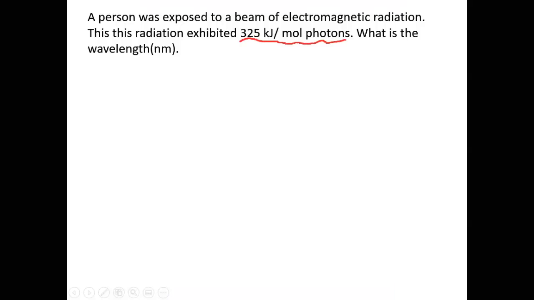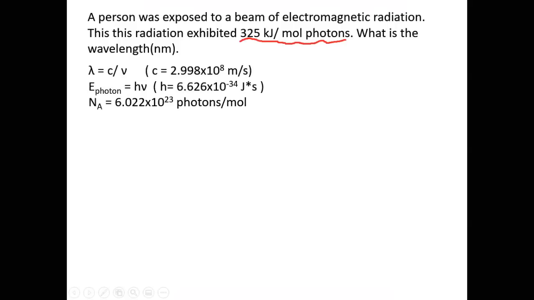So next here we're dealing with a different type of problem. We're describing a person who was exposed to a beam of electromagnetic radiation. This radiation exhibited 325 kilojoules per mole of photons. What is the wavelength? So here we have this beam which contains numerous photons. The beam has an energy of 325 kilojoules per mole. What's its wavelength?